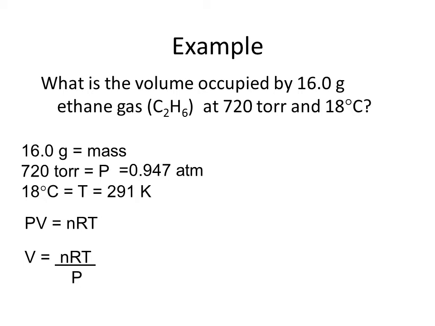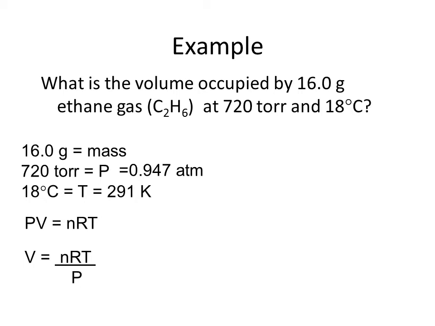I go and I look and I say, okay, in this set of variables I'm going to plug in, I have pressure, 0.947 atmospheres. I have temperature, 291 Kelvin. R, I always have R. That's a constant. It's always going to be equal to 0.0821 liters times atmosphere over mole times Kelvin. Remember that constant always gets plugged in here. The last thing I need is n, number of moles.